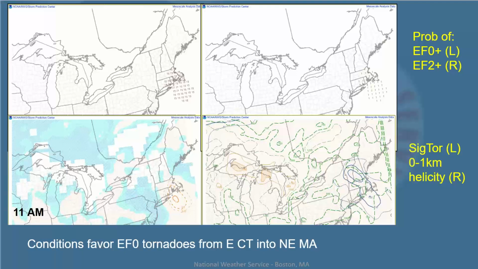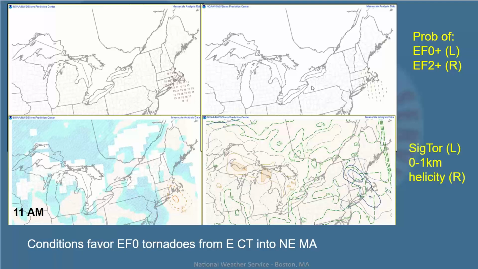And these are the products that you're looking at here. These are the derived products. Based on the instability, the shear, and the low-level helicity, you put all this into a formula, and then you can compute the probability of EF0 plus and EF2 plus tornadoes. Notice that you have about 15% probability of EF0 tornadoes, and the probability of EF2 tornadoes is actually non-zero as well. It's about 1%, but it's very unlikely. So it's more likely you're going to get weak tornadoes, which was what we saw.